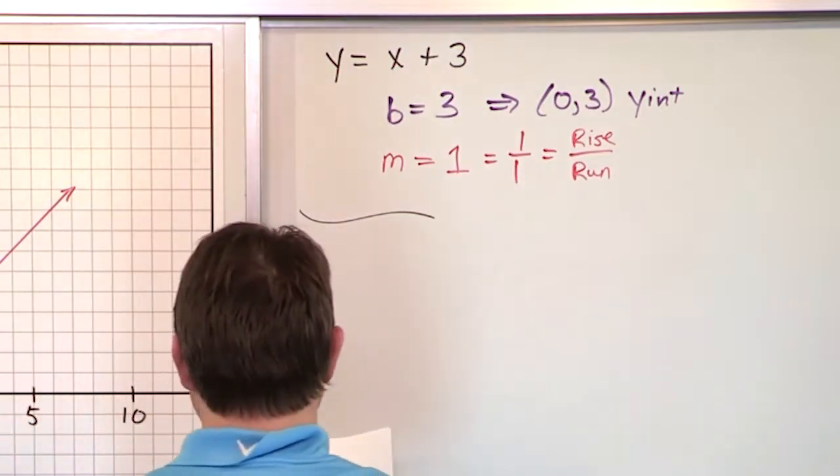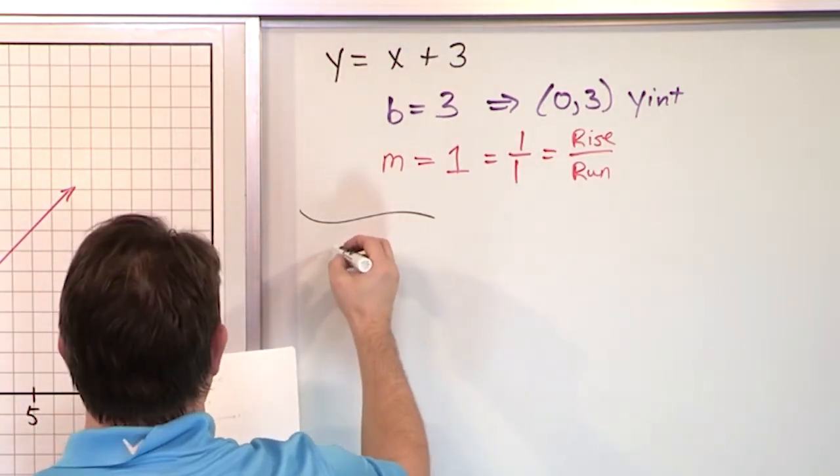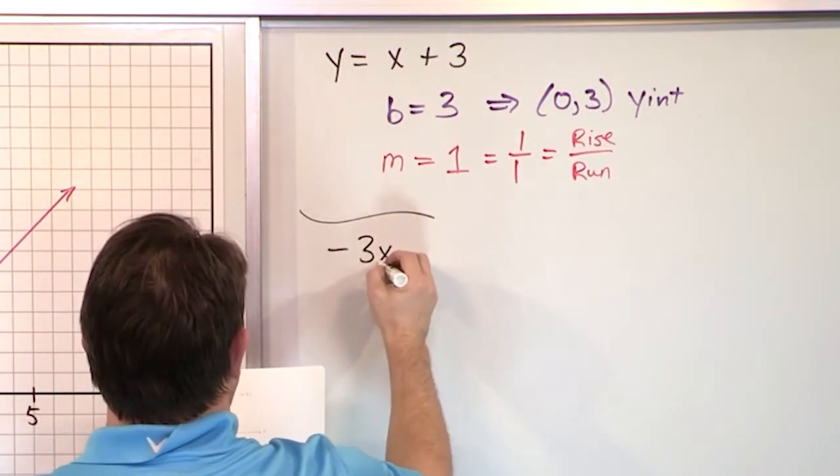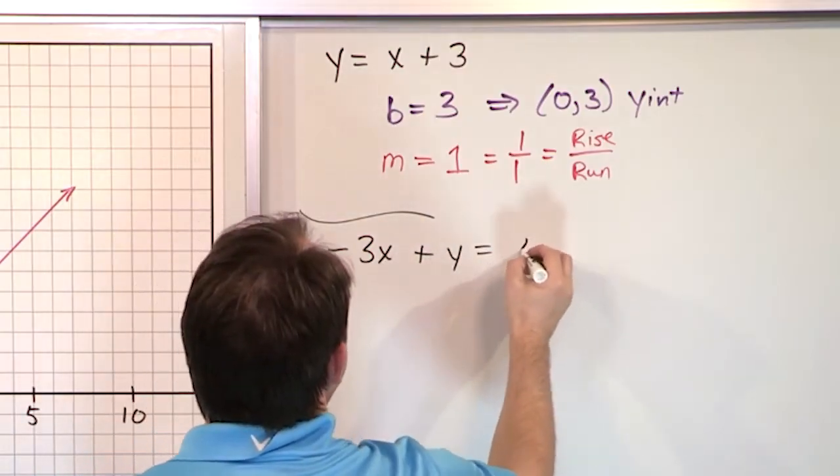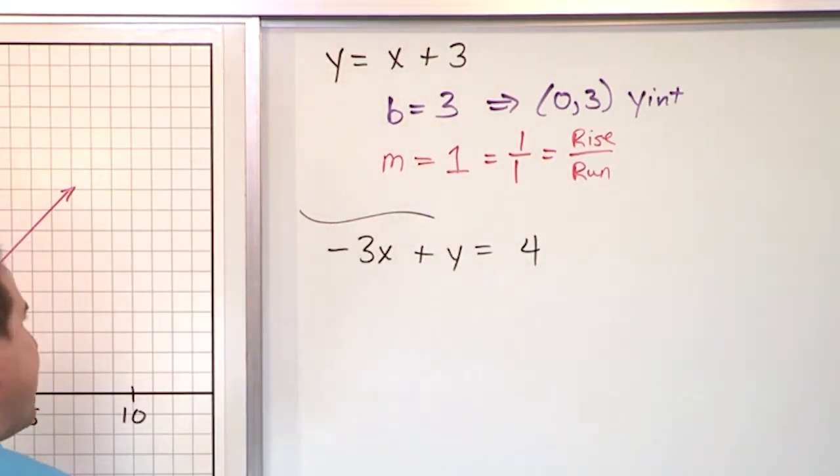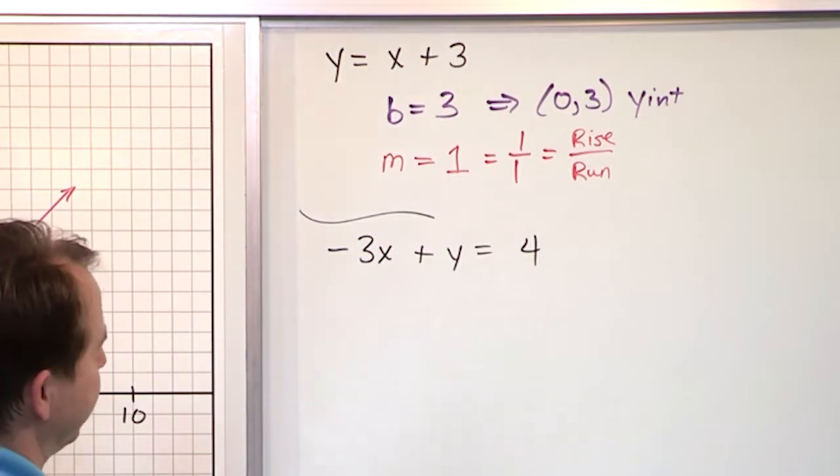Let's say that I have the equation negative 3x plus y is equal to 4. And I said graph this equation. Now you might look at that and say, well, that's not in slope-intercept form.